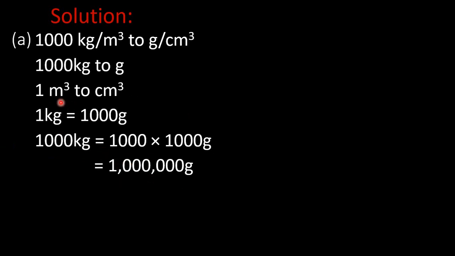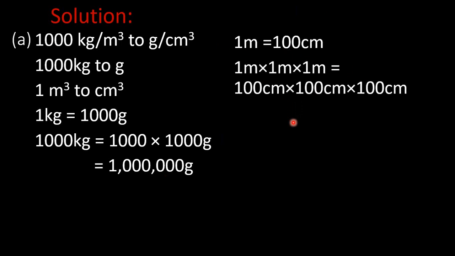Then also 1 meter is equivalent to 100 centimeters. And so if we cube on both sides, we shall have 1 meter times 1 meter times 1 meter is equivalent to 100 centimeters times 100 centimeters times 100 centimeters. So we shall have 1 meter cubed is equivalent to 1 million cubic centimeters.